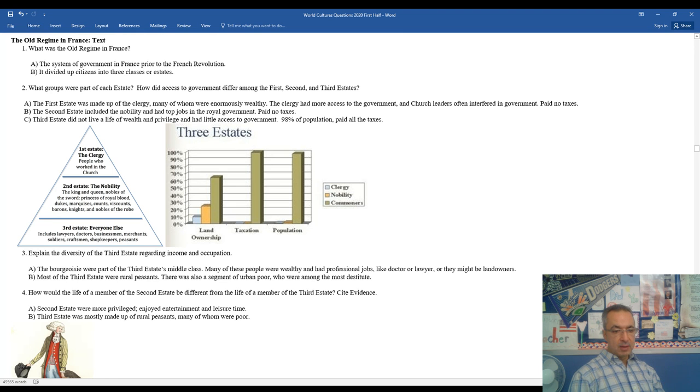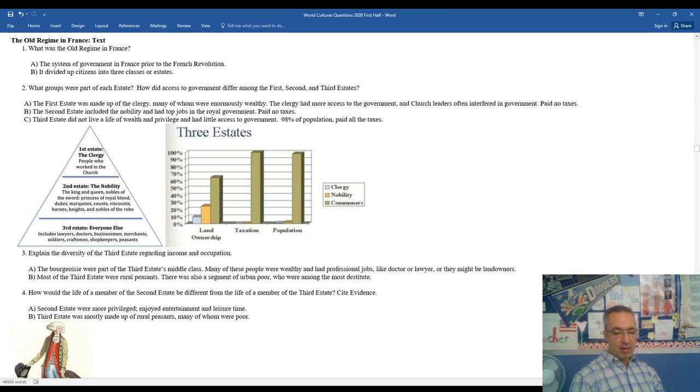Okay, number 3, explain the diversity of the third estate regarding income and occupation. The bourgeoisie. They were part of the third estate, the middle class. Many of these people were kind of the upper middle class, as I alluded to before: your doctors, attorneys, even your lawyers. They might be landowners.